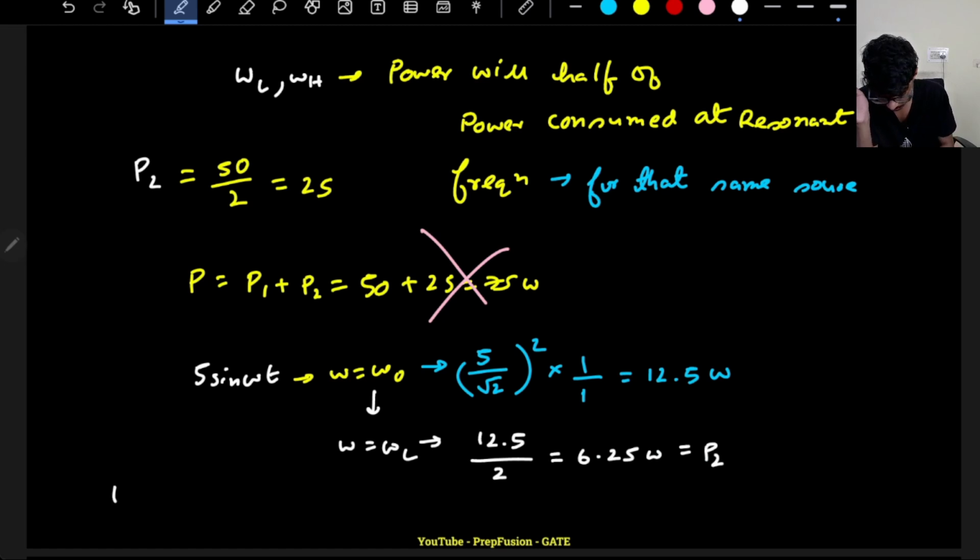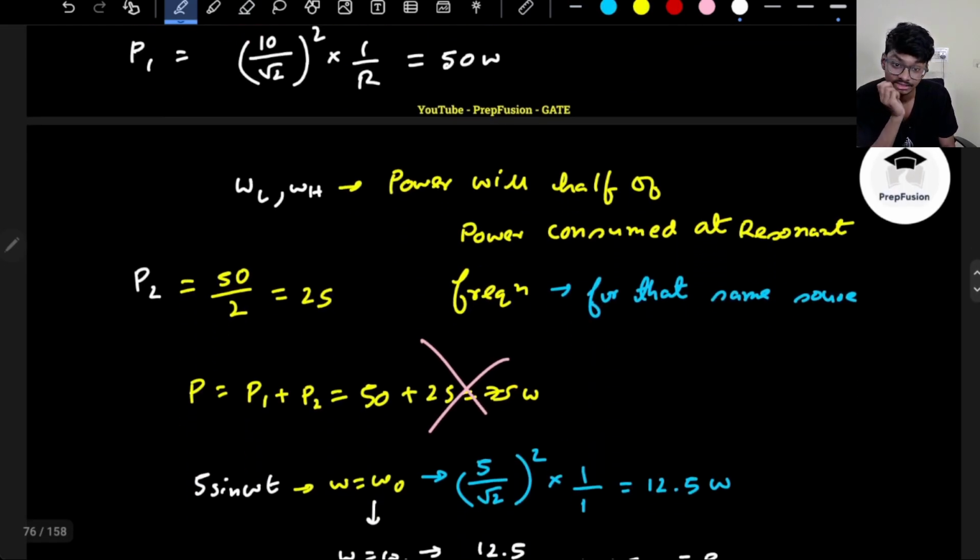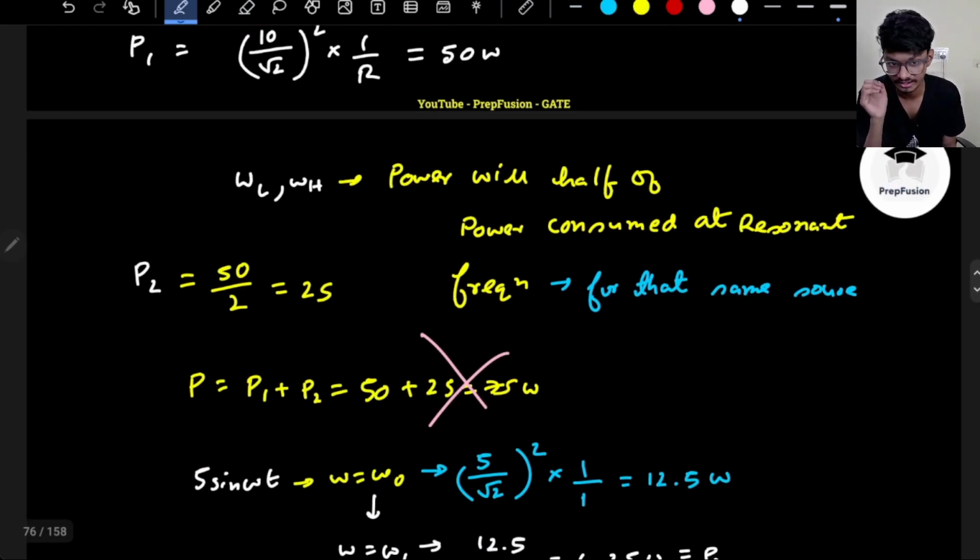Now I can add my overall power P, which equals P1 plus P2. So this will be 50 plus 6.25, so 56.25 watts. This will be the answer of this question. So this is a very, very good question.